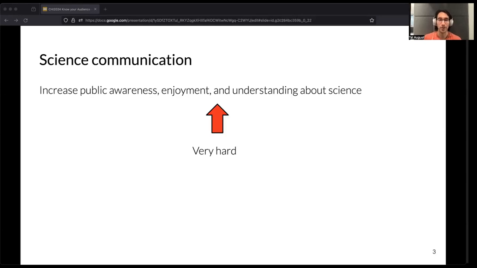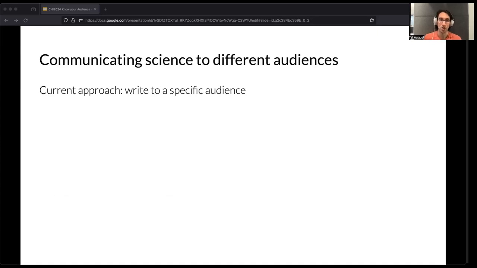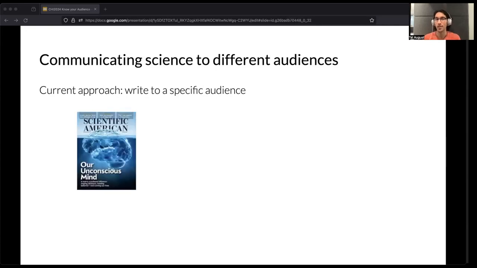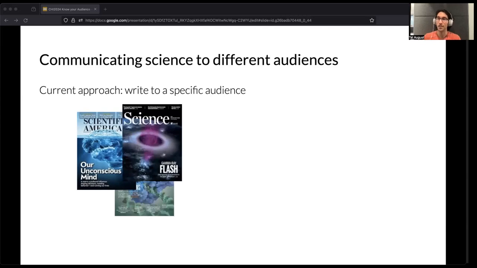What's especially difficult about science communication is that almost everyone is a stakeholder in science, meaning that depending on who a science communicator is trying to reach, the language that they use might be quite different. The current approach to overcome this issue is to write for a specific audience. Scientific American, for example, is usually assuming a college-educated audience, while Science or Nature, at least the magazine arms, usually assume those with a graduate degree in a science.